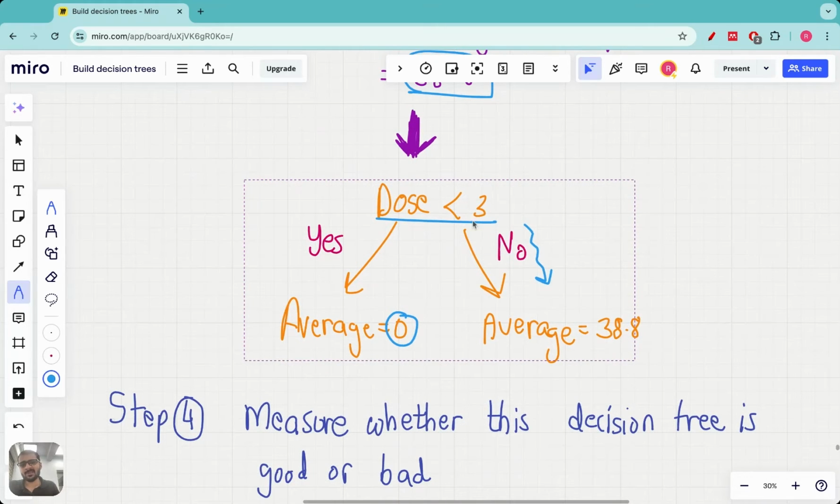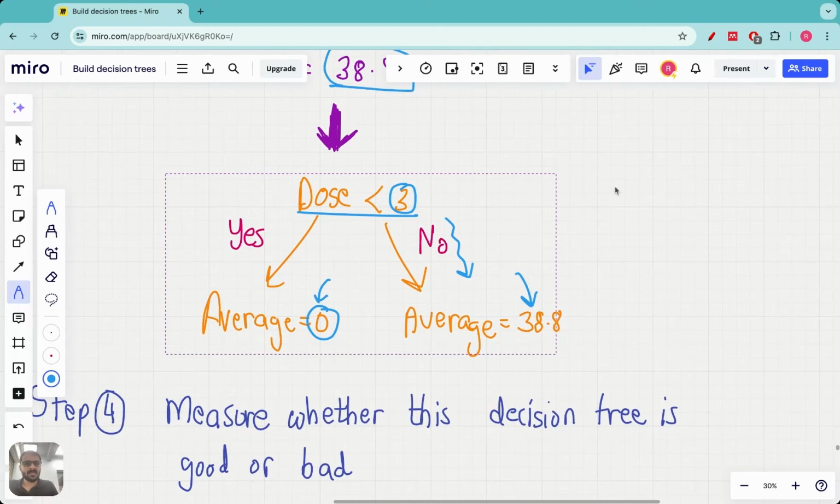So if dose less than 3 was a root node, the way this will proceed is that if it's less than 3, we are going to say that the drug effectiveness is 0. If it's greater than 3, we are going to say that the drug effectiveness is 38.8. Now, this is just a trial, right? This is, of course, not the correct root node. So we need to know whether we are moving in the right direction or not.